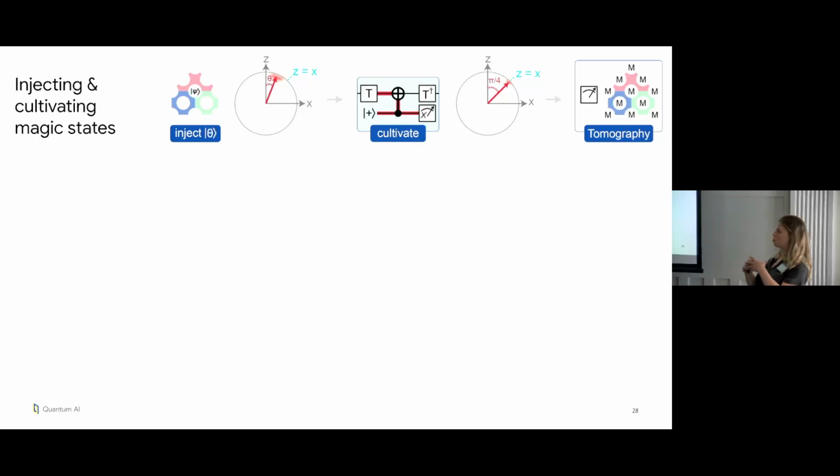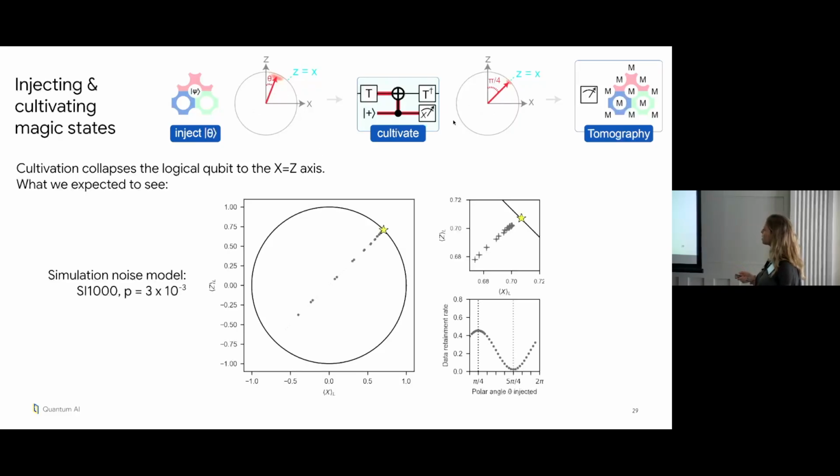So now that we have shown that we can create an arbitrary state in the ZX plane, we want to cultivate it, namely project it to the magic axis and post-select on the correct result to improve the fidelity. So adding cultivation, what we expect to see in our simulations is something like this. This is a simulation. And you can see that as we sweep the angle theta here, no matter what angle we have, the state is projected to this magic state axis.